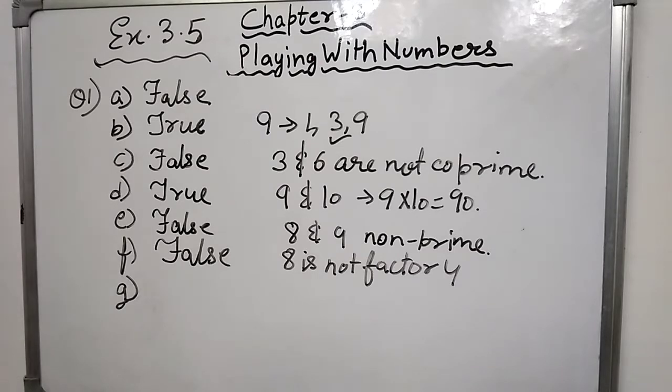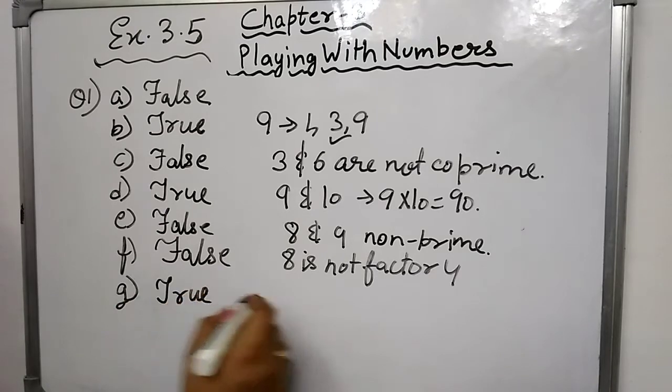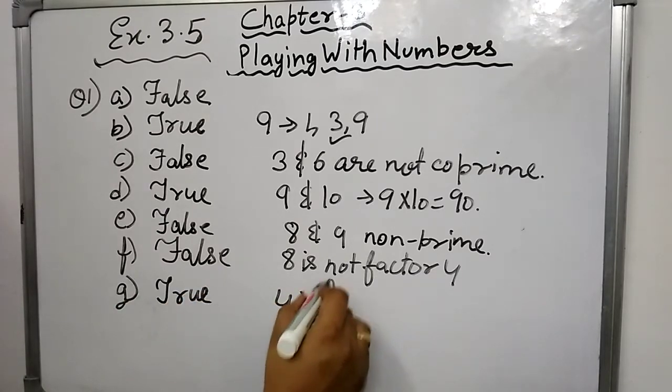Next statement is, all numbers which are divisible by 8 must also be divisible by 4. This is true because 4 is factor of 8.